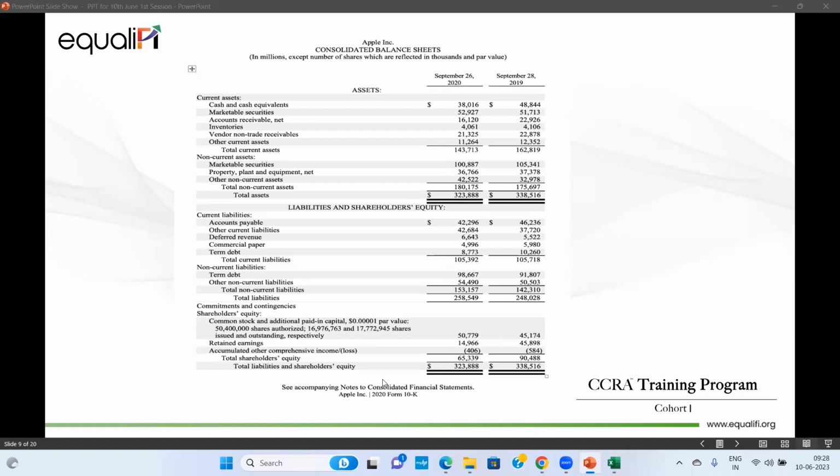Yes, Sanjay, yes. COVID was a major reason. This balance sheet is made on 26th September 2020, and it's a real balance sheet of Apple. When COVID came, COVID was in full swing at that time. First wave was going on. That is the reason.